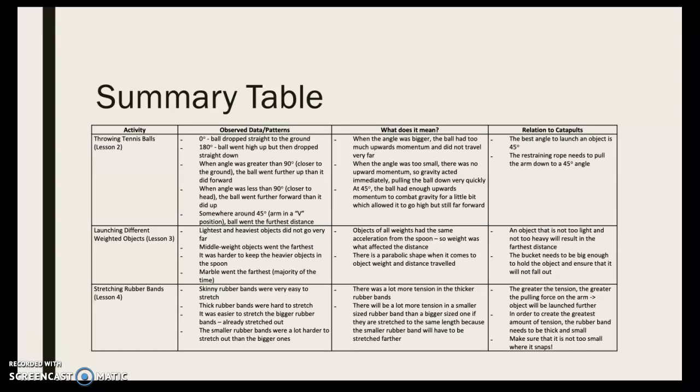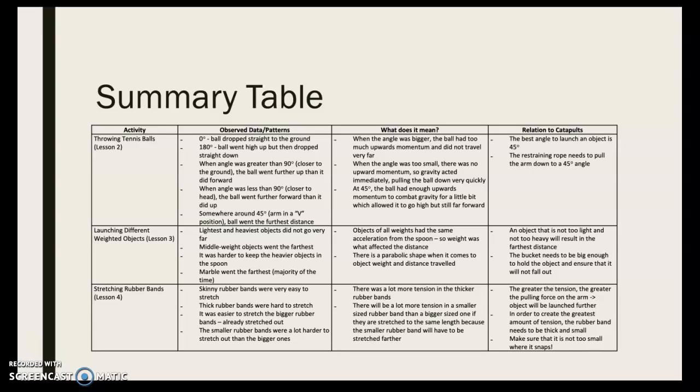And that there's a lot more tension in the thicker rubber bands and the smaller rubber bands, and that for catapults, the rubber band is acting as a spring, so you want the spring or the rubber band to be thicker and smaller, because that will create more tension, which, once the object is released, will pull the arm of the catapult at a much faster rate.